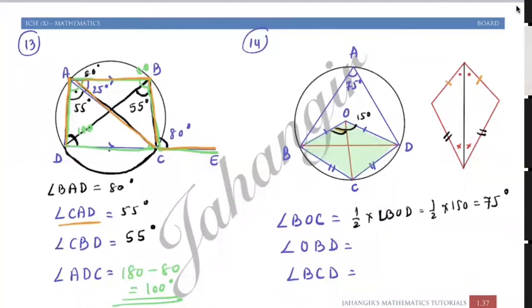No, sir. Yes, सर वो जो OC है वो हमने ड्रॉ किया ना, yes, we had drawn OC. तो हम बोल सकते हैं कि वो इक्वली डिवाइड कर रहा है. Yes, kite है, property of kite है वो. That is, you have to write BODC is a kite. So therefore, OC bisects angle BOD. It is a property of kite.